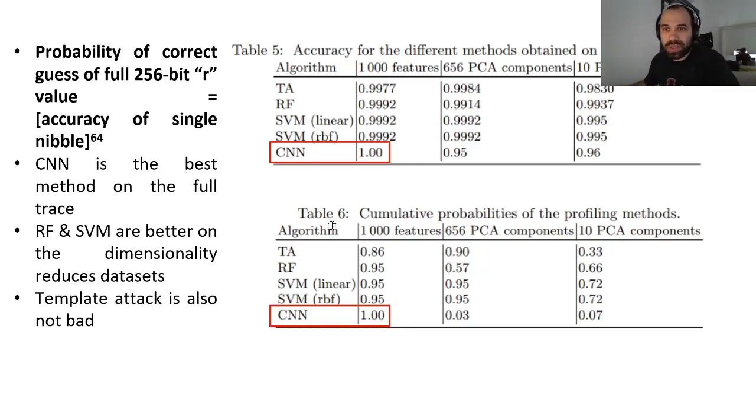The table on top shows the success rate for predicting the nibble from a single power trace, whereas the table on the bottom shows the success rate in getting the full ephemeral key from a single guess. This is basically the respective value from the first table raised to the power of 64, which is the number of nibbles needed to obtain the full key. We can see that the CNN-based method reaches perfect score when applied to the full traces, whereas for the dimensionality reduced traces, SVM and random forest actually perform better. And last, and in this case also least, template attacks actually also did not do so bad.